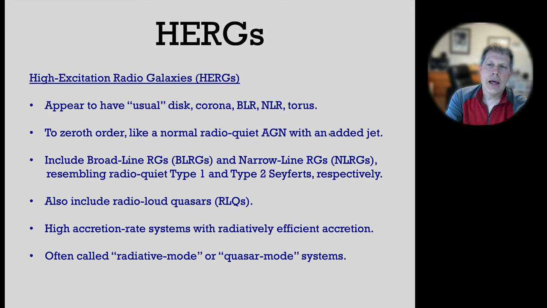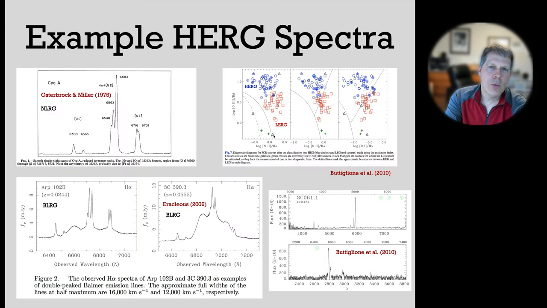Okay? And what is the motivation for that? Well, I have a couple things to say. First of all, you take spectra of these things and you see normal type AGN emission lines. Here's an optical spectrum of Cygnus A, taken back in 1975. There's nice, strong, high ionization narrow lines in this system. Here are a couple of broad line region lines from different radio galaxies. Look how broad they are. Okay, here's another one. Nice high ionization lines.